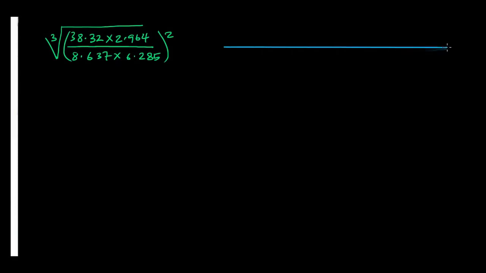So let me do this as a table. We'll prepare our table. This will be the numbers portion. This is going to be the logarithm portion. And for the numbers, we have 38.32 and 2.964 on the numerator section. Then we have 8.637 and 6.285 at the denominator section.